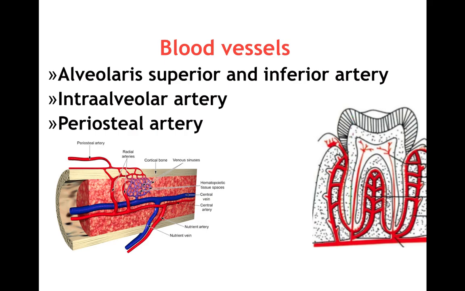Blood vessels. In the periodontal ligament, there are a lot of blood vessels, and they originate from the superior and inferior alveolar arteries, the intra-alveolar artery, and the periosteal artery, which is located on the periosteum.